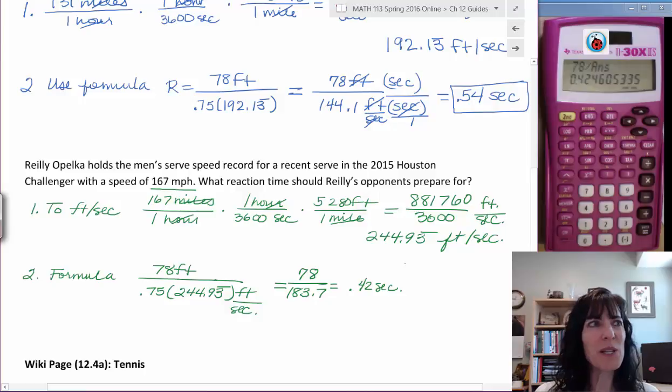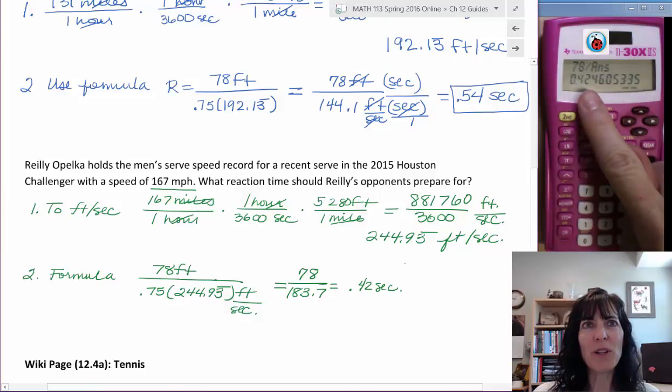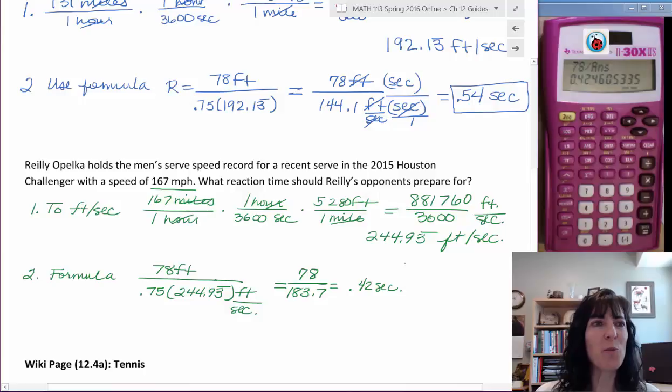So rounded to the nearest tenth in this case. And we're talking about rounding to that second decimal place, and the 4 following means you don't have to bump the number up. And so 0.42 seconds for Riley's opponents to be able to react to his fastest serve, which is also the fastest men's serve in the world, I think.